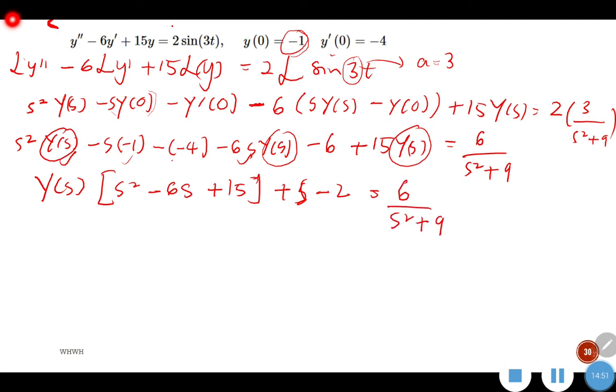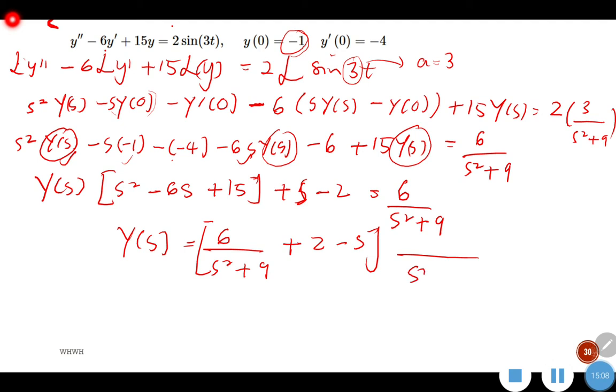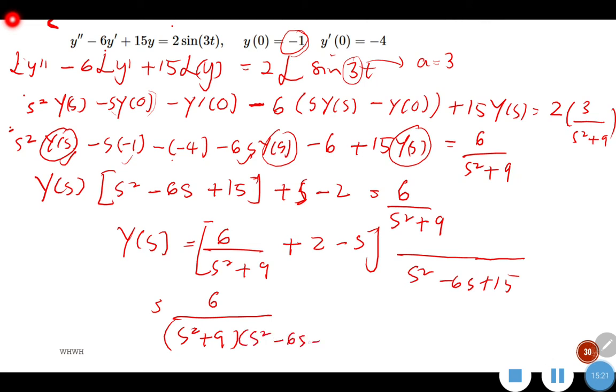So from here, we have Y(s) equals to 6 over s square plus 9, plus 2 minus s. And everything here we divide by s square minus 6s plus 15. So we have here 6 over s square plus 9 multiplied by s square minus 6s plus 15.